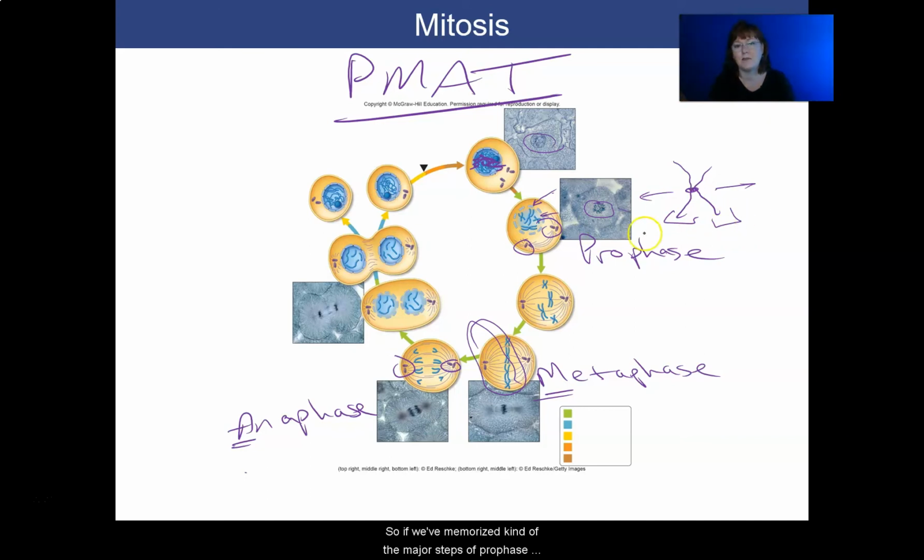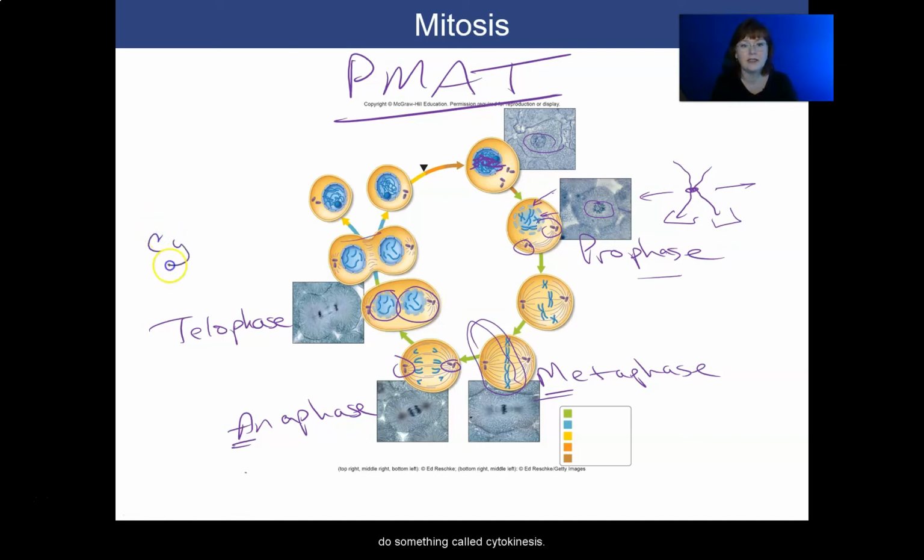Then we actually have to do the opposite of what we did in prophase. So if you've memorized kind of the major steps of prophase, where chromosomes condense, the nuclear membrane breaks down, centrioles move to opposite poles, we're going to kind of do the opposite here in telophase. So telophase is the end. So now we're going to reform those nuclear membranes. We're going to untangle that DNA, and then we're going to do something called cytokinesis. Cyto means cell, kinesis is to cut apart. So we're going to literally kind of pinch this cell in half and cut it into 2 identical cells.